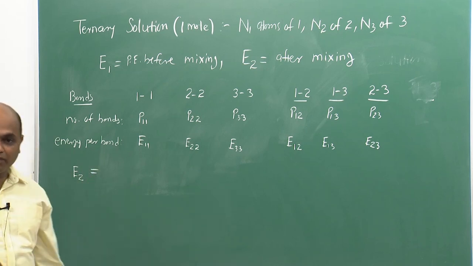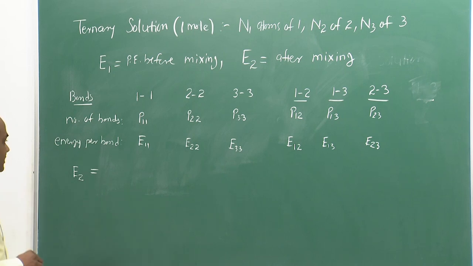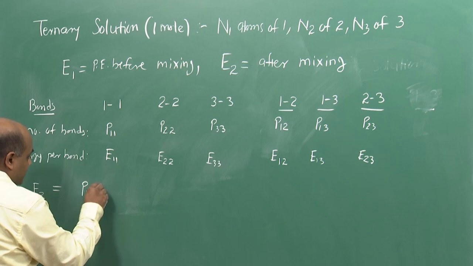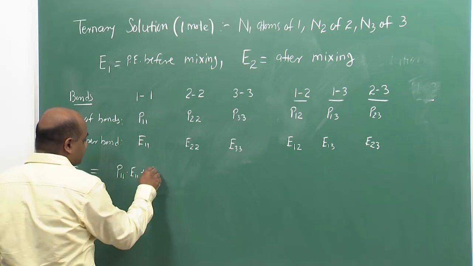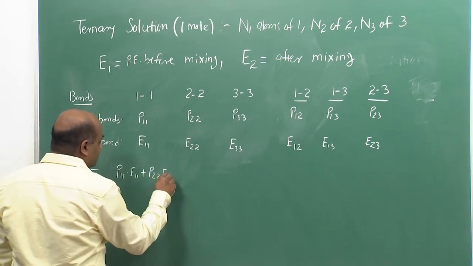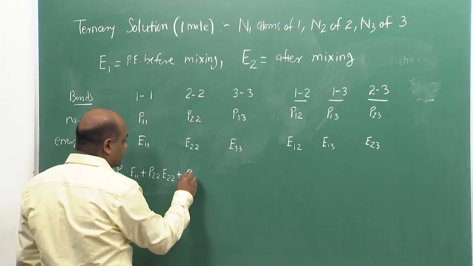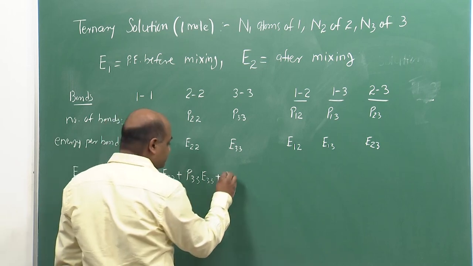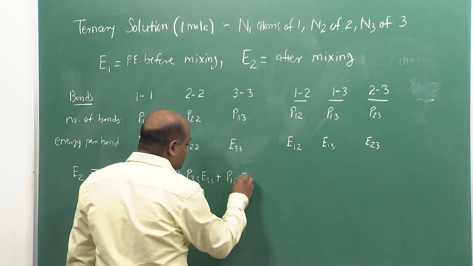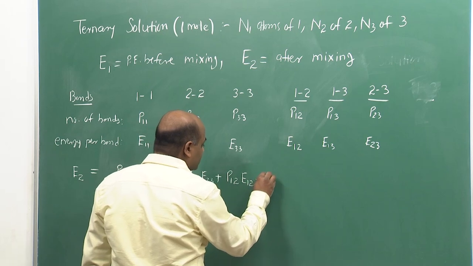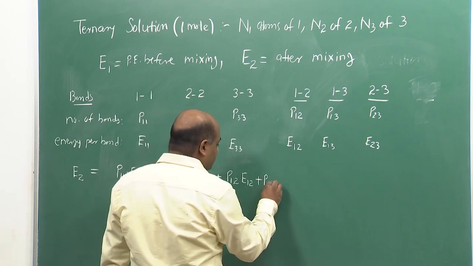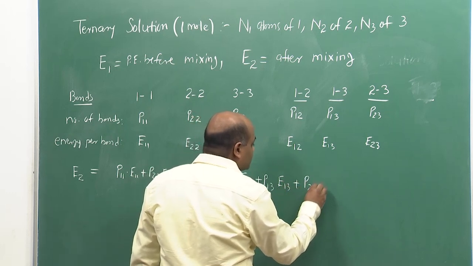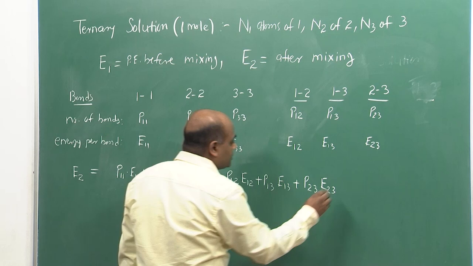Yeah. We take a particular bond, multiply by energy per bond. So, we have P11 times E11 plus P22 times E22 plus P33 times E33 plus P12 times E12 plus P13 times E13 plus P23 times E23.